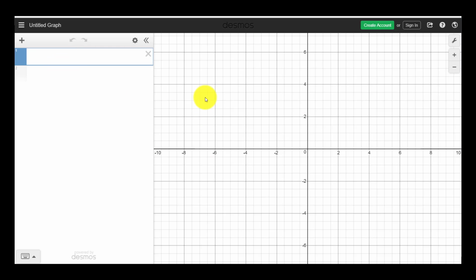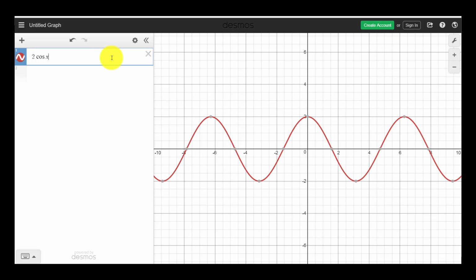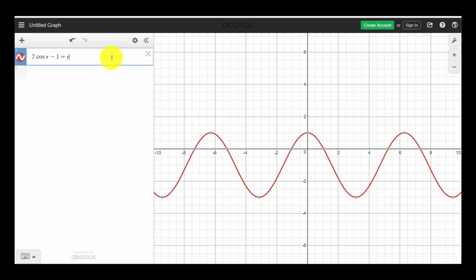So here's a Desmos page that I've prepared. And I'm going to have to do some playing around, but I want to remind you of how to play around on Desmos. So we had 2 cos x minus 1 equals 0. Now what about if we removed that 0 and looked at it as a function? So instead, we had 2 cos x minus 1 equals y. And you can see it was plotting it there anyway. So I've got that function sketched. It actually looks pretty good, but I might change a couple of things.